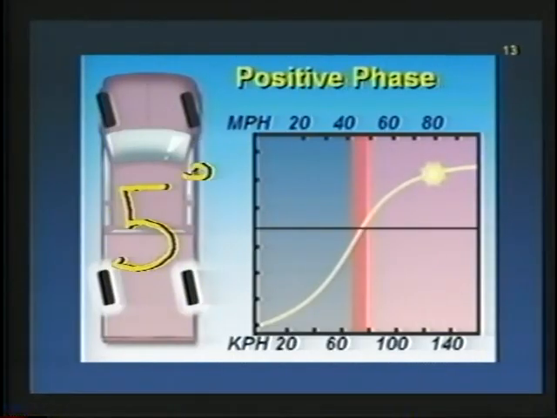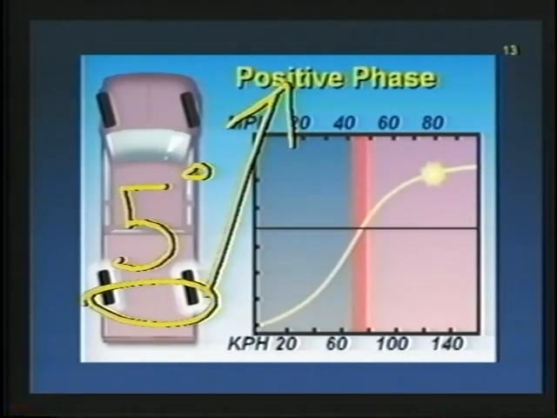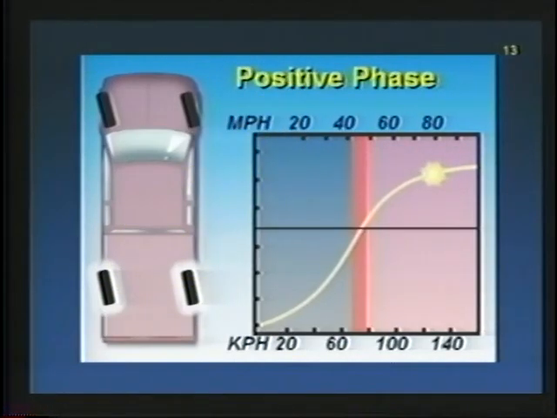Here's another number for you. 5 degrees. Maximum amount of rear wheel movement in the positive phase. So we don't have to turn them quite as far as we do in the negative phase, but then again, we're traveling at higher speeds and through the engineering and the design of it, we just simply don't have to. So 5 degree maximum in that positive phase.